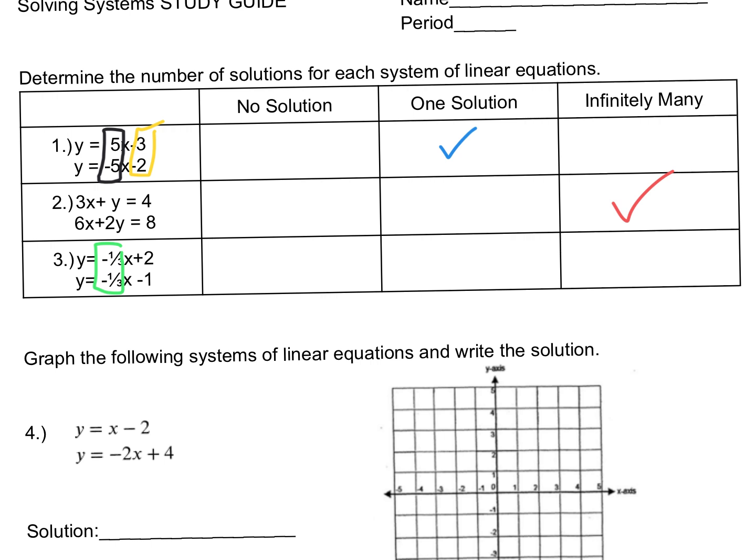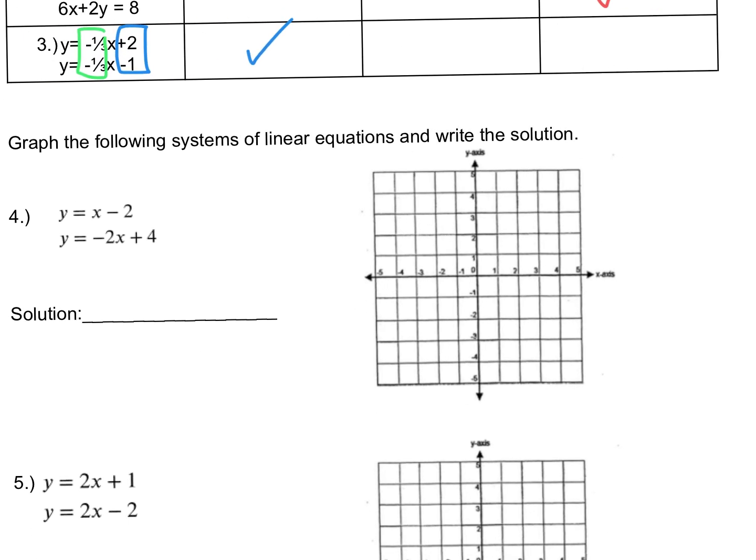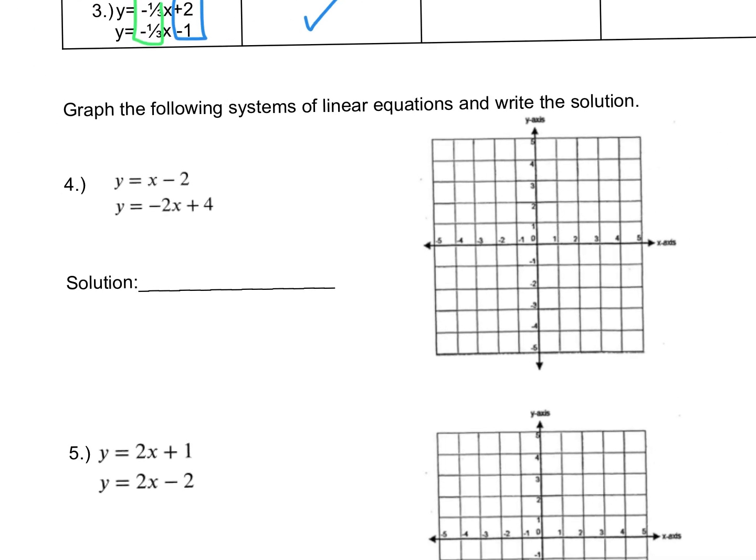Okay, and then the last one, I look at the slopes and I see, oh, slopes are the same. Then I look at the intercepts, and the intercepts are different. So if I graph these, we will get a set of parallel lines, so that would be no solution. The same slope, but different intercepts.